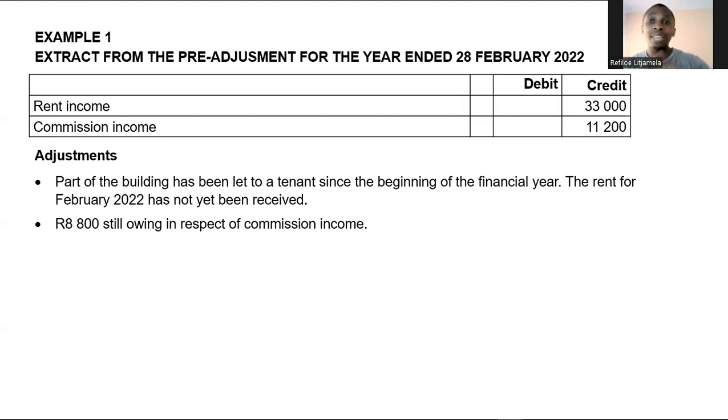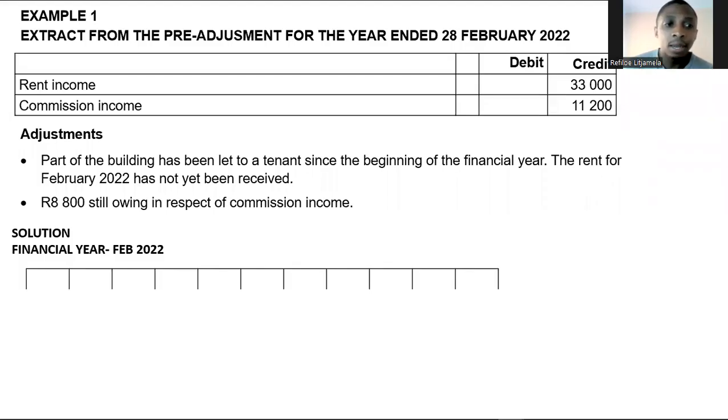Okay, but note that for the entire financial year, commission income received is 11,200. Now, in this case, please note that our financial year end is the 28th of February, 2022. You need to draw a timeline specifying when the beginning of the financial year was. Please note that our financial year is up until Feb 2022, meaning that it started on the 1st of March 2021.